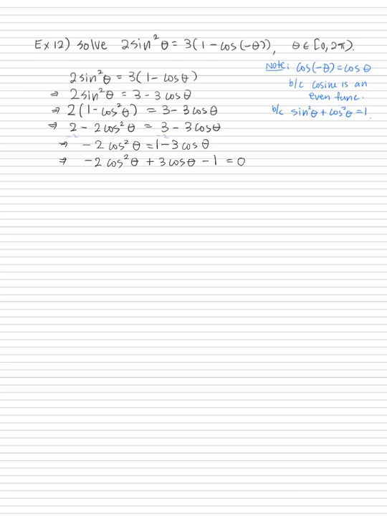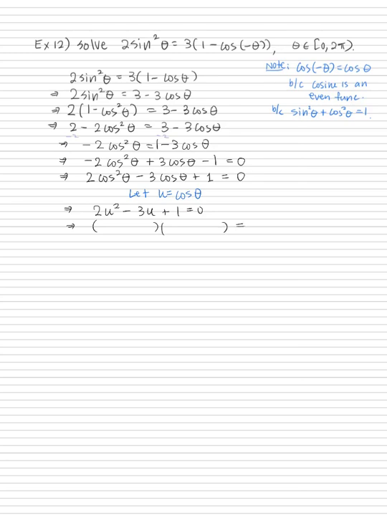It looks like if I let u equal cosine, maybe we can factor this. So let's keep the leading coefficient positive. Multiply everything through by negative 1. So we have 2 cosine squared of theta minus 3 cosine of theta plus 1 equals 0. All right, I think we're good to go. Let u equal cosine of theta. Then I can rewrite this as 2u squared minus 3u plus 1 equals 0. Oh yes, this is so factorable.